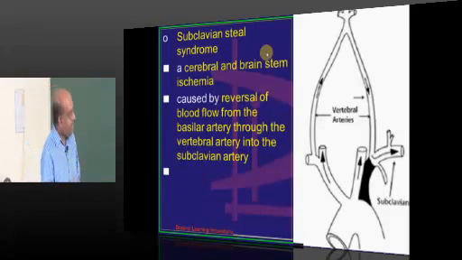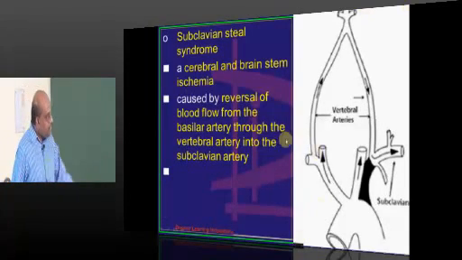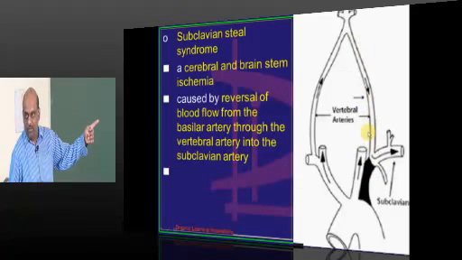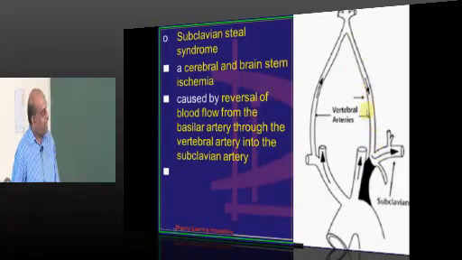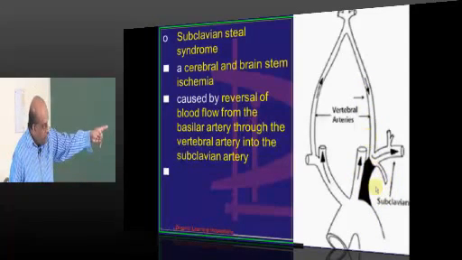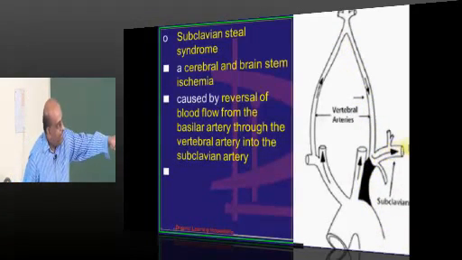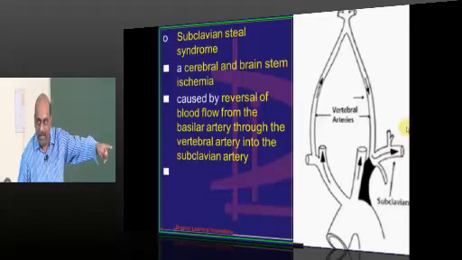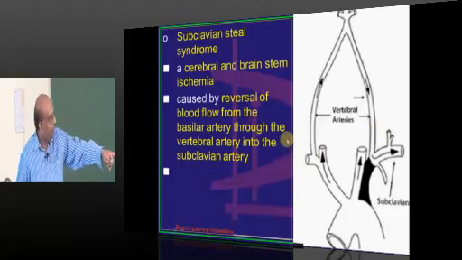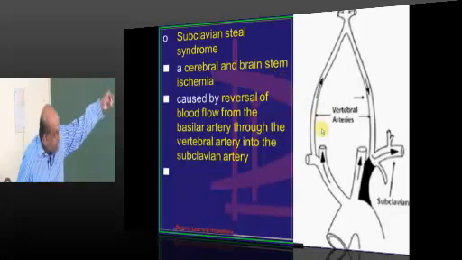So if there is any occlusion of the subclavian artery proximal to the origin of the vertebral artery, right? Then what will happen? See here there is an occlusion proximal to the origin of the vertebral artery. So the subclavian is expected to continue further and become the axillary, right? So when the hand is not receiving the blood, what it will do? It will suck the blood from vertebral in a reverse direction.